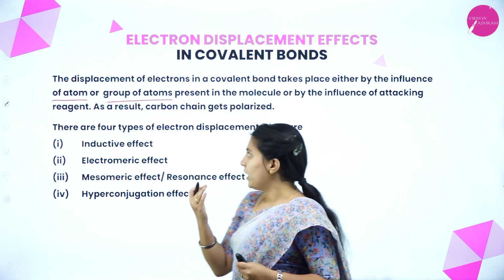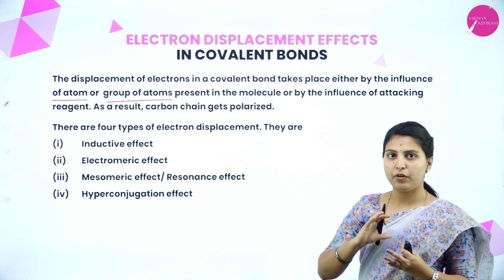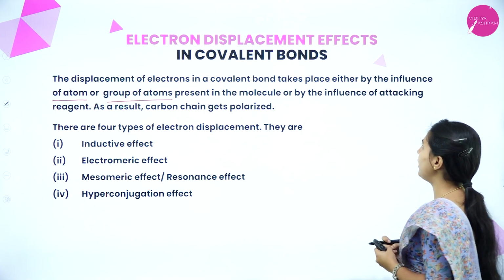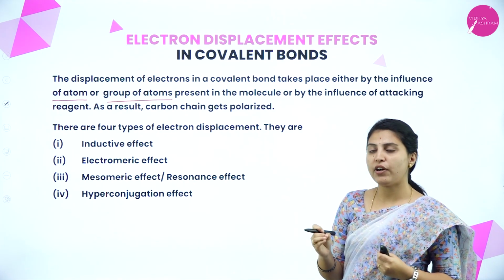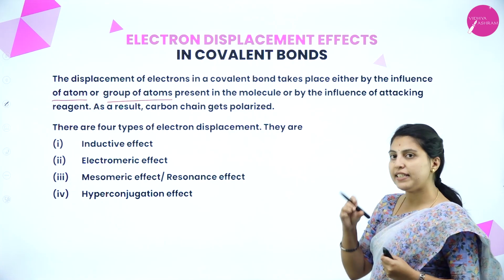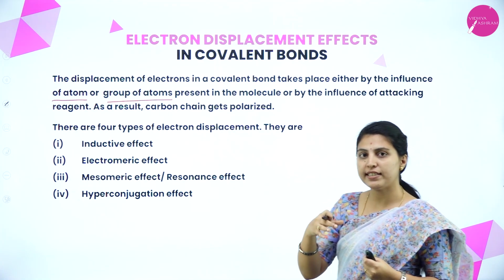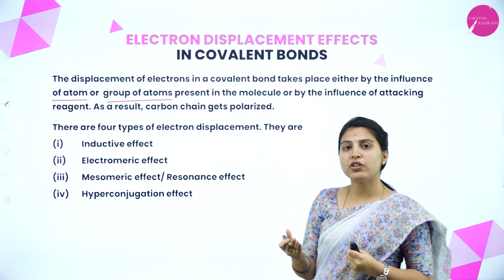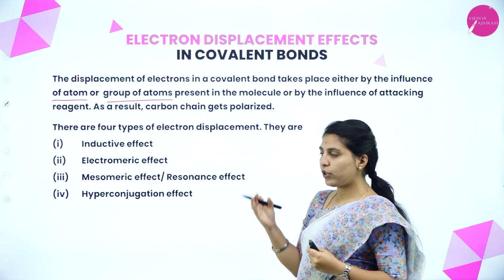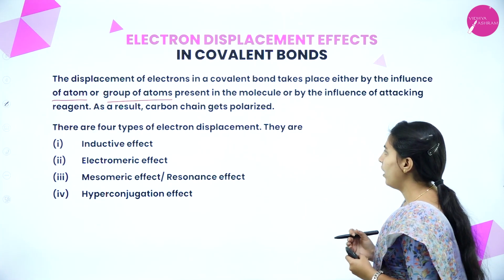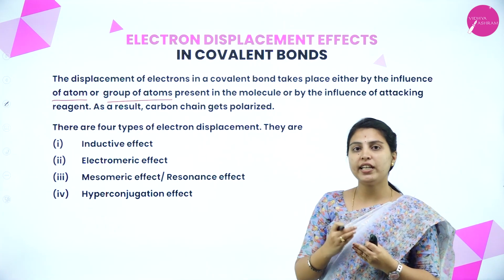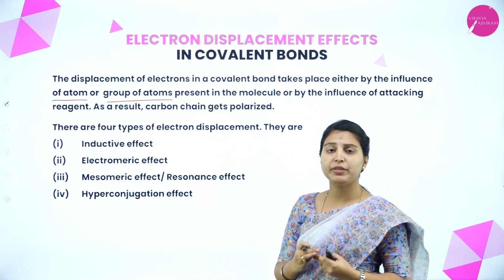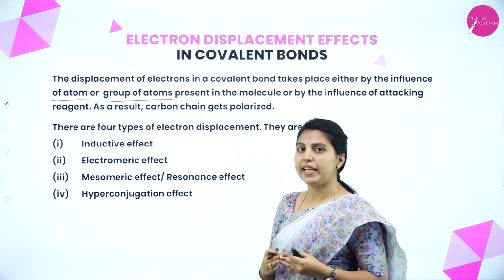Here, displacement of electrons means the position of electrons will be changed from one place to another in a covalent bond, either by the influence of an atom or a group of atoms present in a molecule, where displacement takes place inside the molecule only, or by the influence of an attacking reagent. Anyhow, as a result the carbon chain gets completely polarized. Polarized means charge separation will take place.